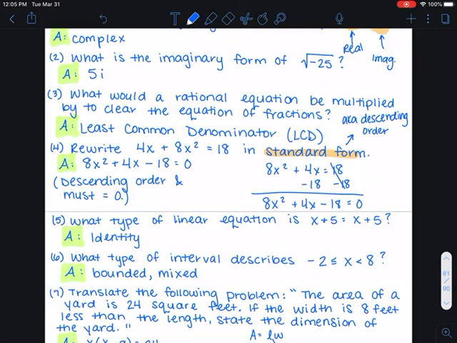Number 5, what type of linear equation is x plus 5 equals x plus 5? They're the same thing on both sides. It's like saying 2 is 2, 3 is 3. It's an identity.